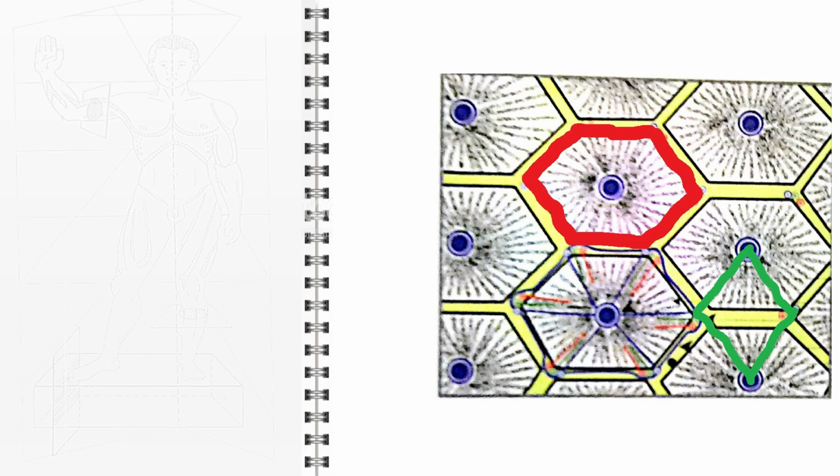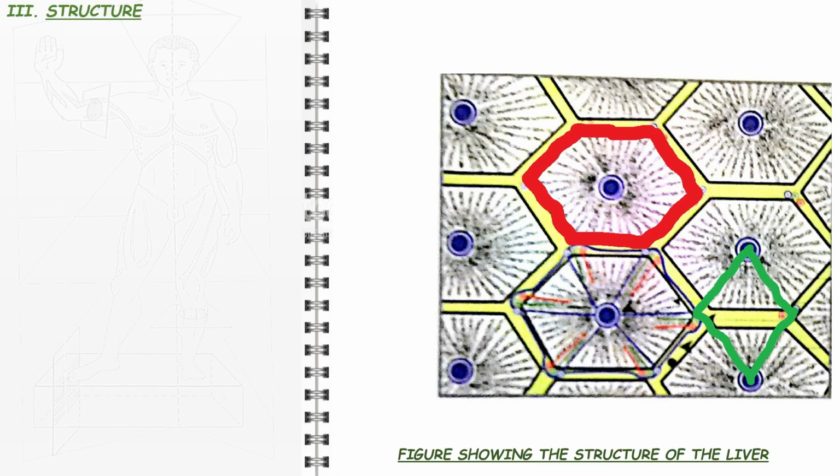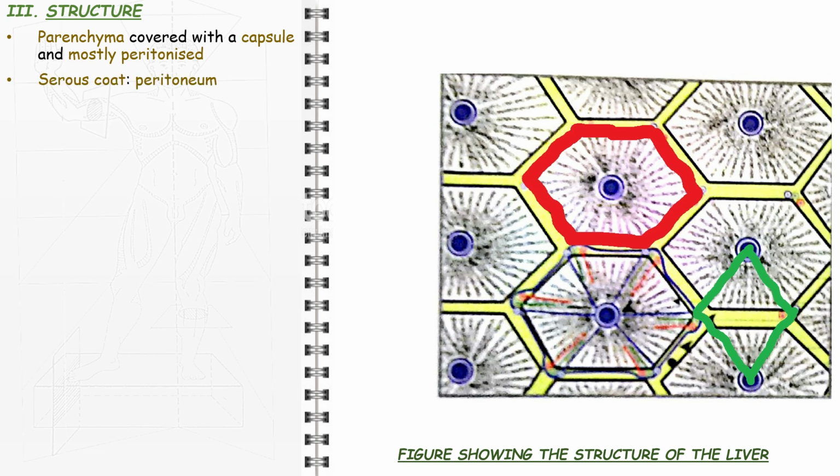Structurally speaking, the liver consists of a large glandular parenchyma covered with a capsule and mostly peritonealized. The serous coat is the peritoneum of the liver. The Glisson's capsule of the liver is fibrous and continuous at the porta hepatis with the fibrous sheath of the hepatic pedicle. The parenchyma is arranged into liver lobules scattered in a loose connective stroma built into interlobular septa.